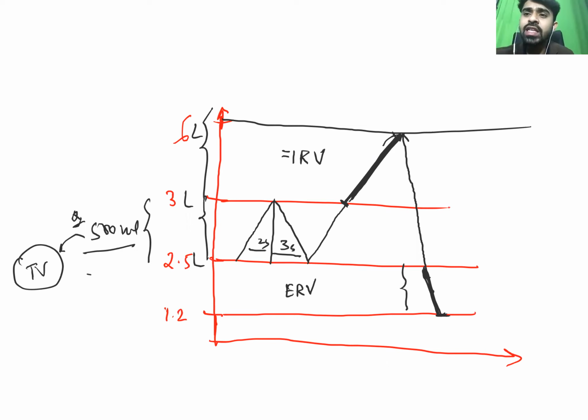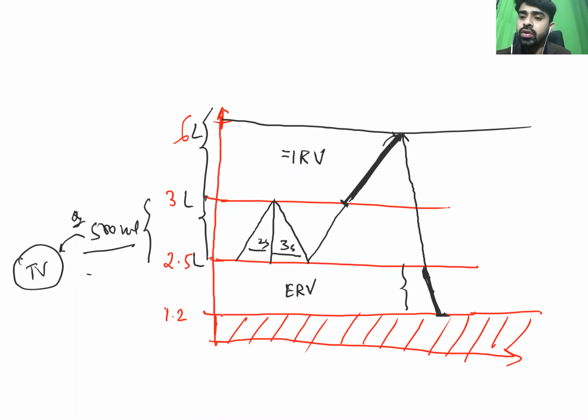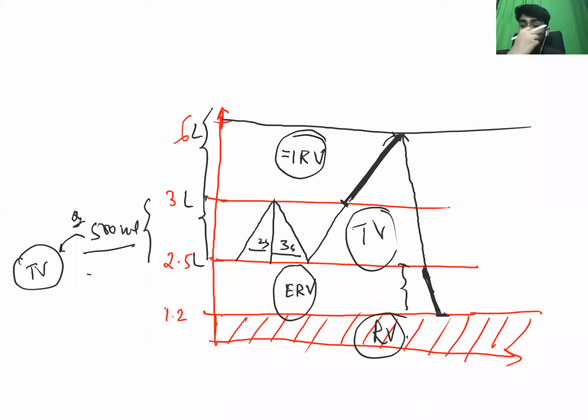Now you tell me, you can see that a certain amount of air, even after this entire effort, you cannot exhale. So you can never make your lungs empty with all your effort. That amount of air will always be present in the lung system. Can you tell me the name of it? This is called residual volume. Yes, absolutely correct. So what are the volumes we have read? This is called inspiratory reserve volume. This is called tidal volume. This is called expiratory reserve volume. This is called residual volume. So we have read 4 volumes.